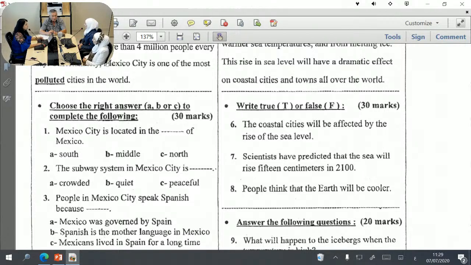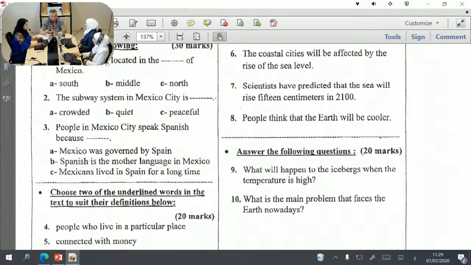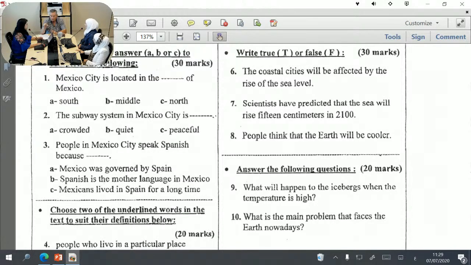It's a true or false question. They read the sentence and they check it in the text. If it is true, they put T. If it is false, they put F. Some students can put tick or cross. It's okay, no problem, just to show that they know that this is true or correct, this is false.